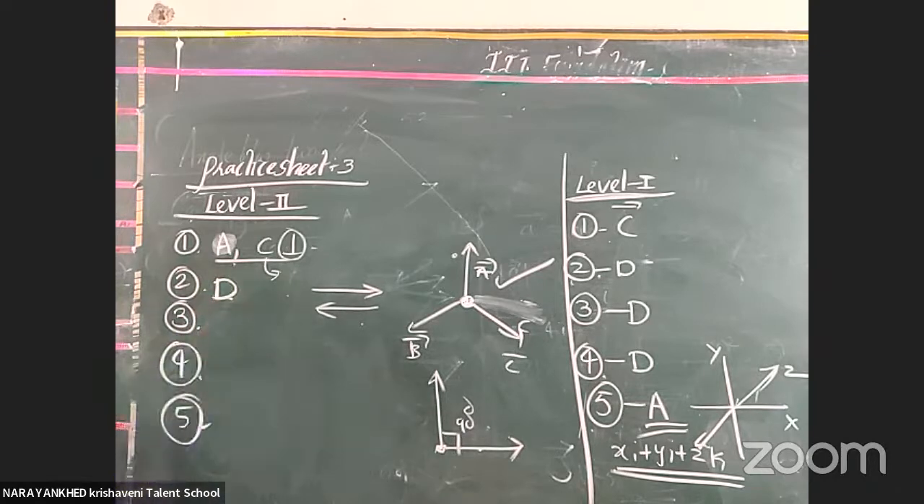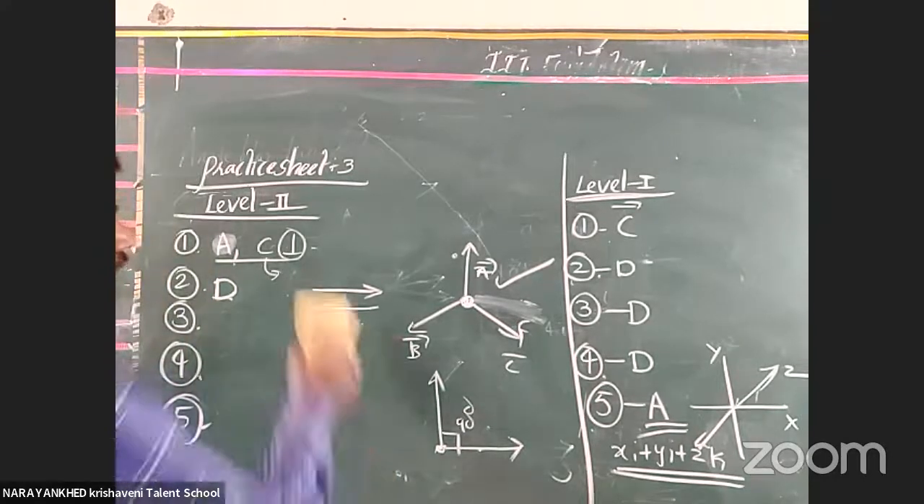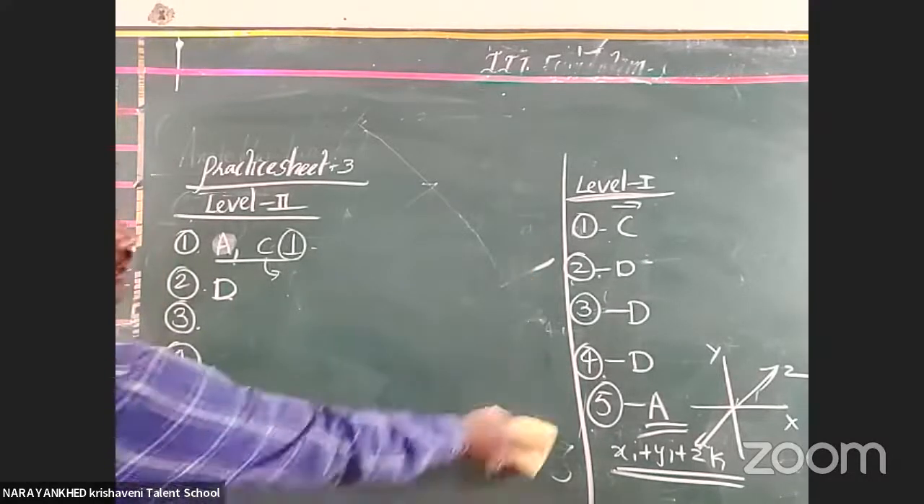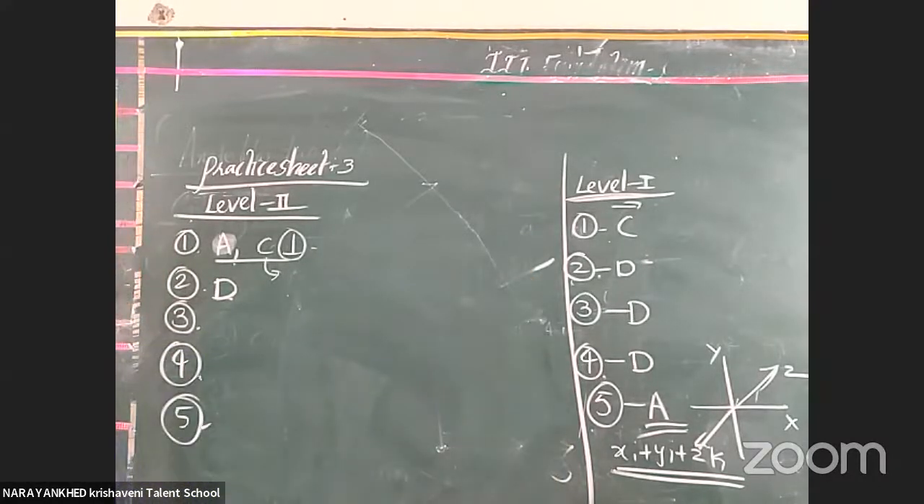Why D? Because both are anti-parallel only. Their directions are not the same. One is anti-parallel to the other. One is in this direction, another is in that direction, so automatically they become anti-parallel.